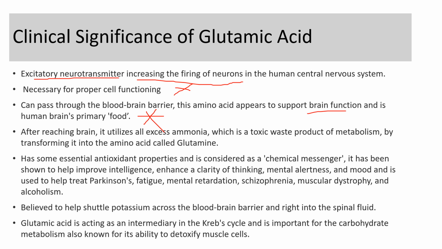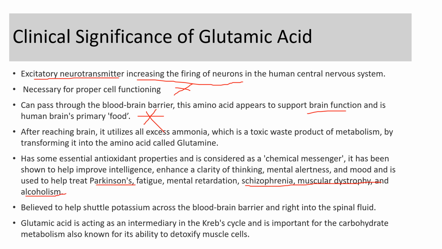All right, so it reduces toxic waste product of metabolism, that is ammonia, and transfers it into glutamine as an alpha amino acid, which in general helps the brain functioning. It has some essential antioxidant properties and is considered a chemical messenger. It has been shown to help improve intelligence, enhance clarity of thinking, mental alertness, and mood, and is used to help treat Parkinson's, fatigue, mental retardation, schizophrenia, muscular dystrophy, and alcoholism.